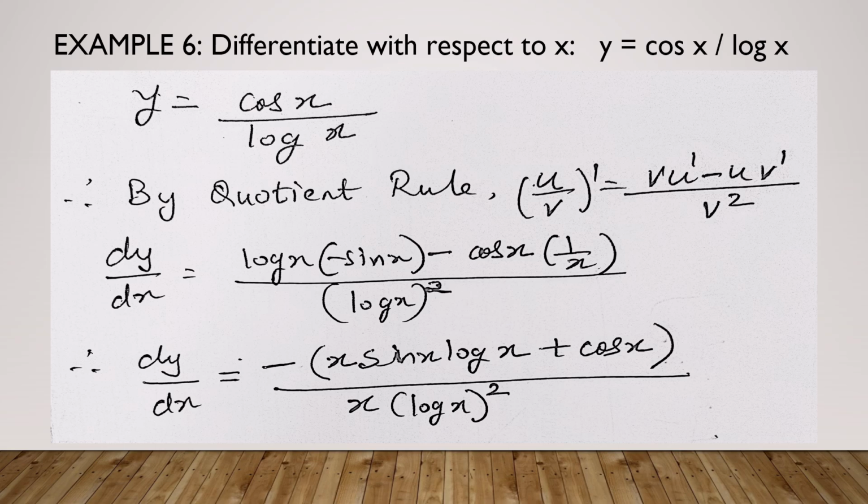Differentiate the function with respect to x. y is equal to cos x upon log x. So first thing is we apply the quotient rule. u upon v derivative is v into derivative of u minus u into derivative of v, upon v square. So over here the denominator will be log x whole square. Then the numerator will be log x into derivative of cos, which is minus sine, minus cos x into derivative of log, which is 1 upon x. So dy by dx is minus of x sine x log x plus cos x upon x log x whole square.